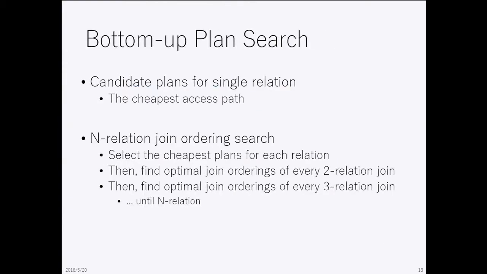And so System R introduced a bottom-up plan search algorithm for optimizing a single table scan. Just select the cheapest access path, and this is very easy. So selecting sequential scan or index scan, something like that. And for optimizing multiple relation join, there could be many possibilities of join orderings. In bottom-up plan search, join ordering search starts from a single relation optimization. So for each base relation, pick up the cheapest plan.